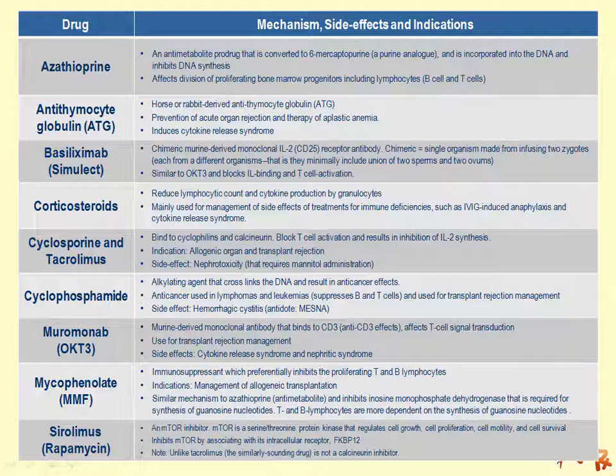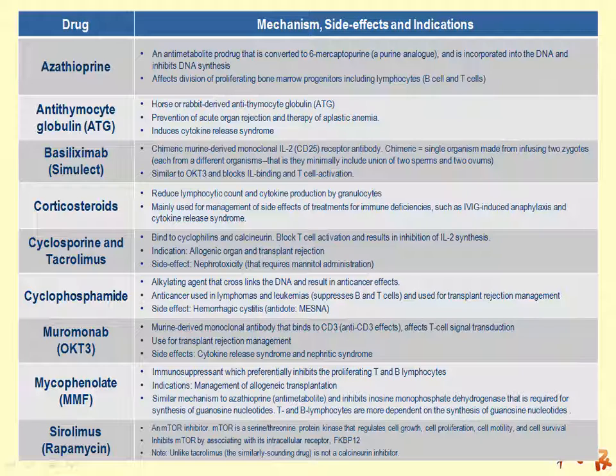And as you can tell, T and B cell lymphocytes are more dependent on the synthesis of guanosine nucleotides, and they have a higher need for purines in general. So this provides selective effect of mycophenolate on B and T cell suppression. Sirolimus or rapamycin is an mTOR inhibitor. I'm going to be talking about it shortly. mTOR is a serine threonine protein kinase that regulates cell growth, cell proliferation, cell motility, and cell survival.